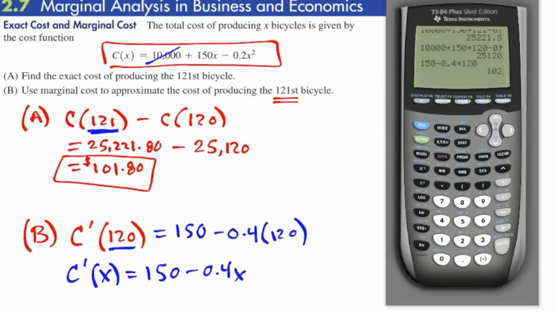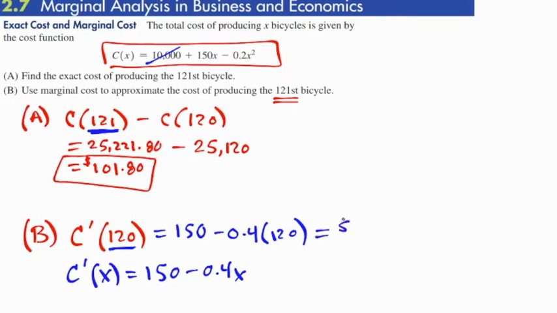That gives us $102. So once again, we see this is a good approximation. It gave us a fast and efficient way to get the answer for what is the cost of one additional bicycle when production is at 120 bikes per week.